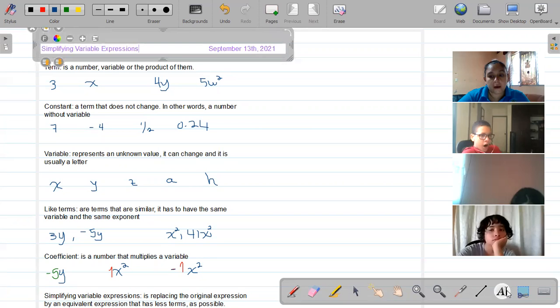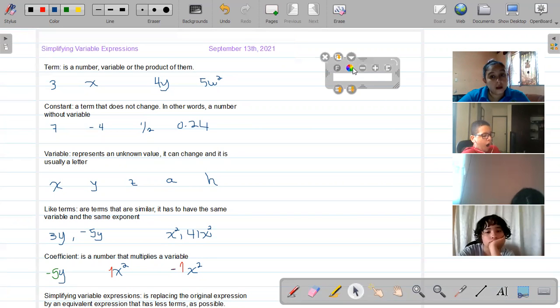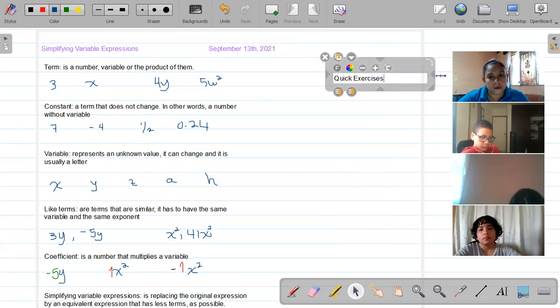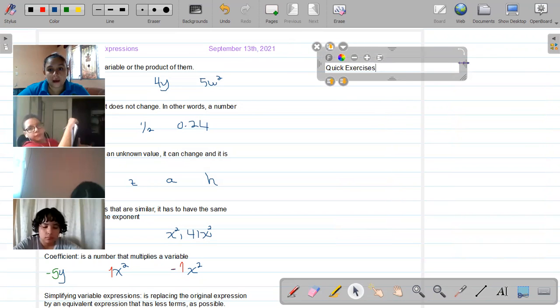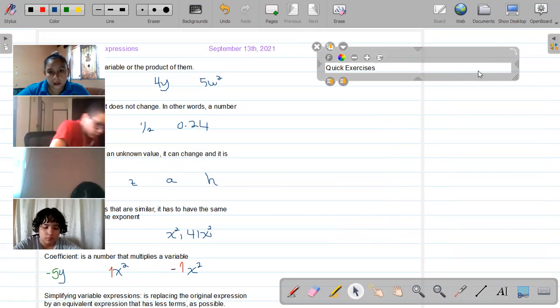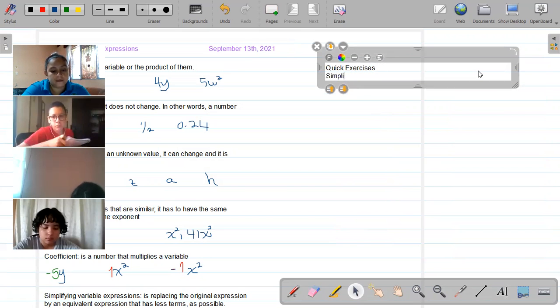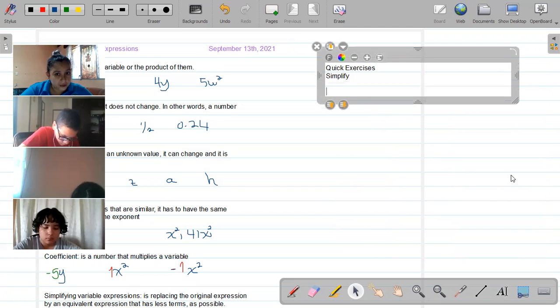Now we're going to do a little quick exercises. That's how we're going to call them. These ones you are not going to upload them to Schoology. Not now. Right now, I just want you to have them in your notebook, okay? But there will be a moment where you will most definitely upload them, okay? So some quick exercises that you're going to be doing, and the instructions are simplify. Okay, that's your only instruction, to simplify. And what are you going to be simplifying? You're going to be simplifying several expressions.